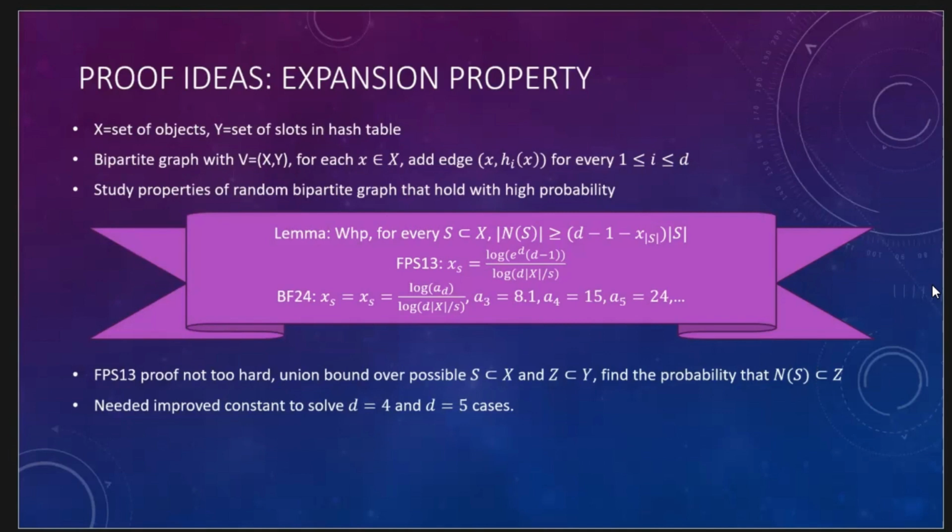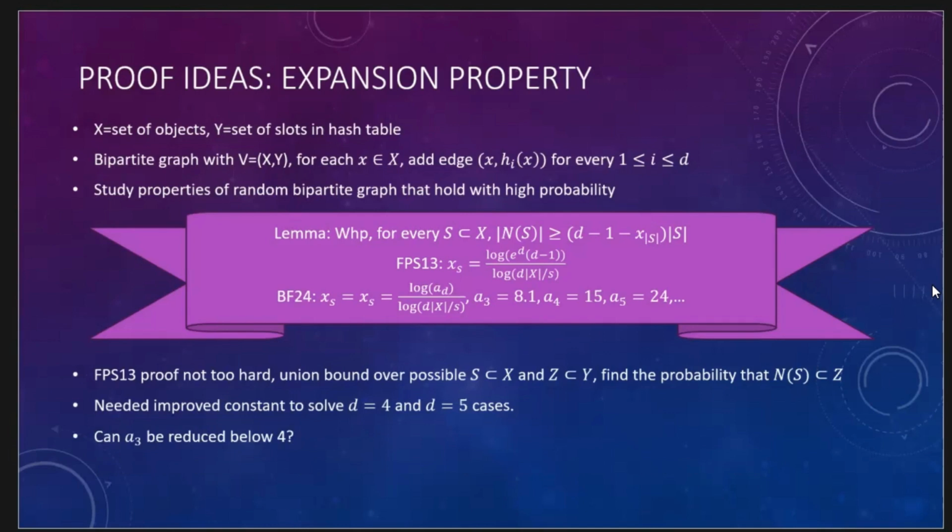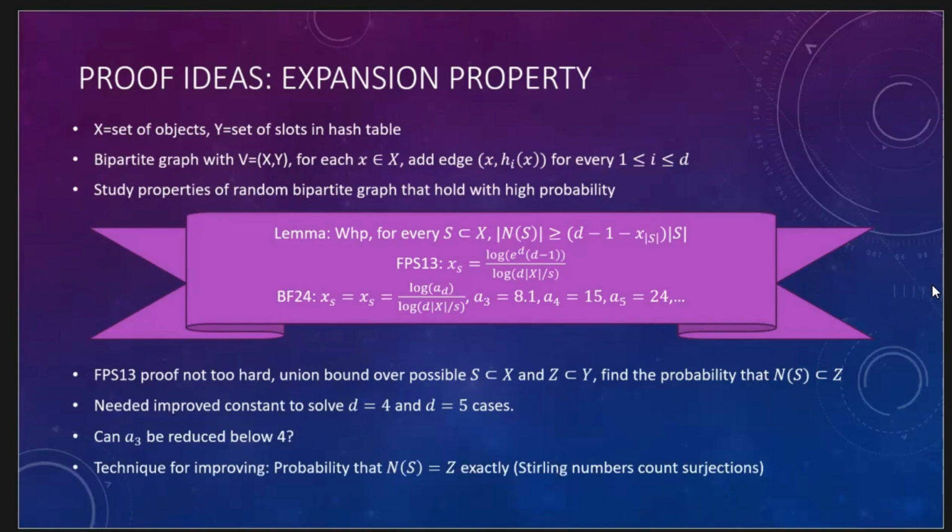If we were to reduce this constant for D equals 3 below 4, it's currently 8.1, and in my head I know some way to get it to like 7.9, but if we could get it below 4, then we'd solve the D equals 3 case. Do you definitely believe it's true? Yeah, it's got to be true that there's O of 1 insertion. It would be really weird otherwise. I don't know whether our techniques get it, or maybe you have to do it some completely different way. Anyway, to improve this lemma, you need to count surjections exactly using Stirling numbers: what's the probability that the N of S is exactly this set?